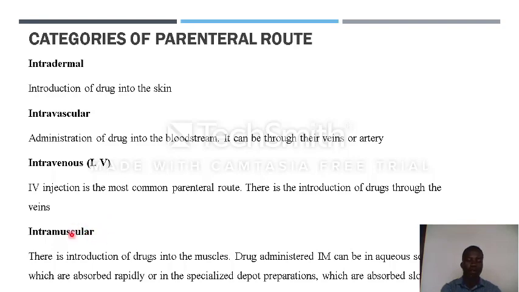We have intramuscular, the introduction of a drug into the muscles. Drugs administered intramuscularly can be in aqueous solution, which is absorbed rapidly, or in specialized depot preparations, which are absorbed slowly. So these are some examples of the parenteral route of drug administration.